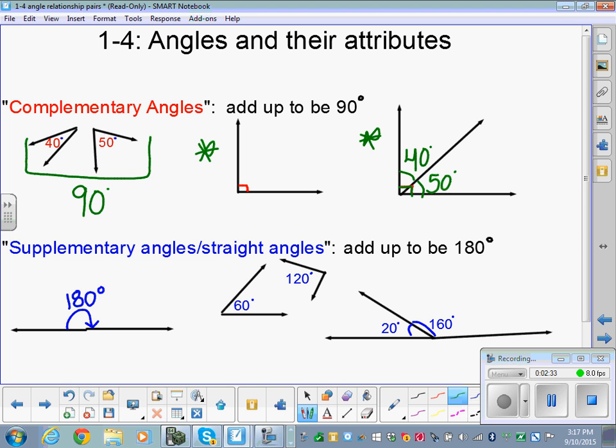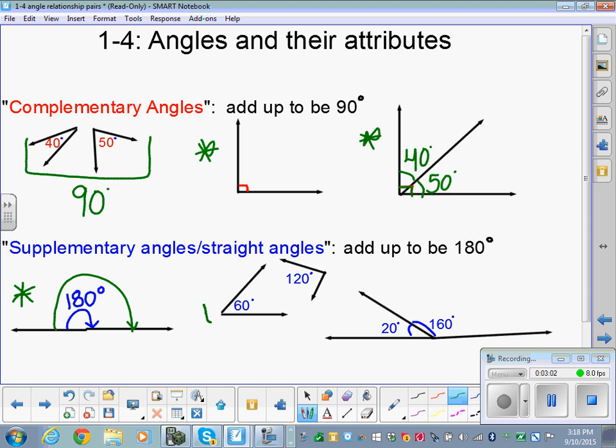Supplementary angles, guys, are also straight angles for the most part, not all the time, but supplementary angles and straight angles go hand in hand. Straight angles add up to be 180 degrees, and supplementary angles also add up to be 180 degrees. So looking right here at this example, notice from here all the way around is a half circle, and it would add up to be 180 degrees. So from one side to the other is 180 degrees. A straight line makes 180 degrees.